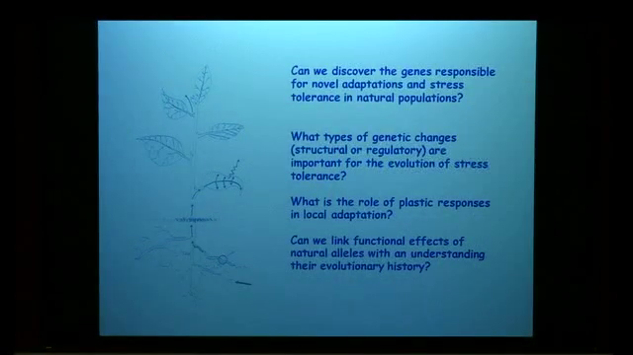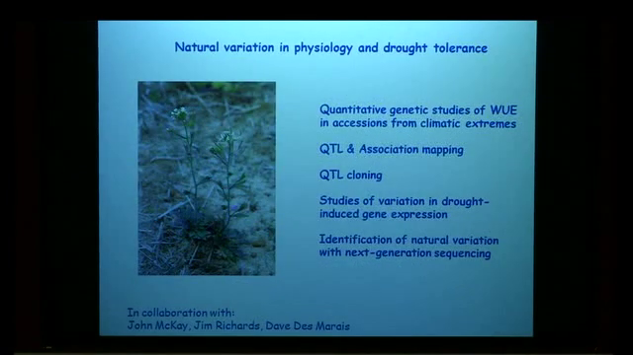So the type of questions my lab tends to focus on, we'd love to discover genes that are responsible for novel adaptations in natural populations, especially related to stress tolerance and the abiotic environment. We'd like to know more about the types of genetic changes, be they structural or regulatory, that might be important for the evolution of tolerance. We'd like to know more about the role of plasticity in that local adaptation. And if we can actually get to those genes and sequence them in a population context, we'd love to try to link effects of particular alleles with some understanding of their evolutionary history. So are they rare? Are they common? Did they arise once and spread? Those sorts of questions.